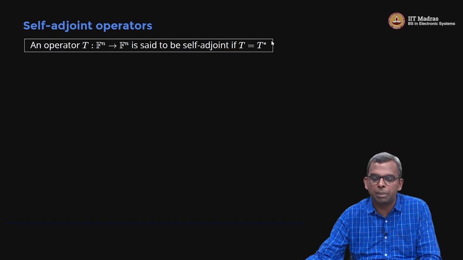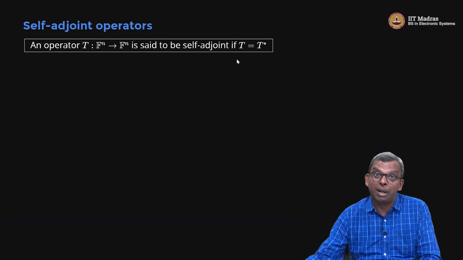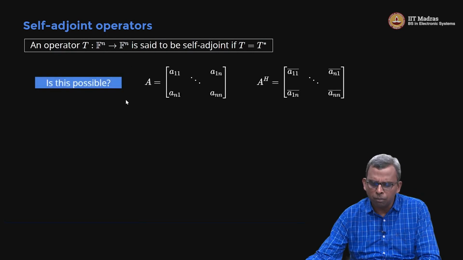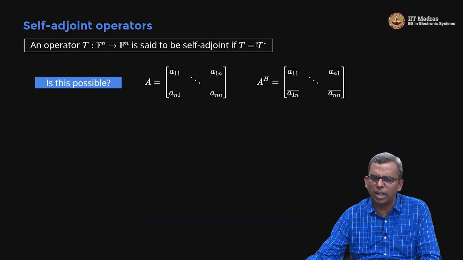But let's look into it a bit more closely and figure out, can we easily generate operators or matrices of operators which are self-adjoint? Okay. So, is this possible? That's the first question. You'll see it's quite easily possible.